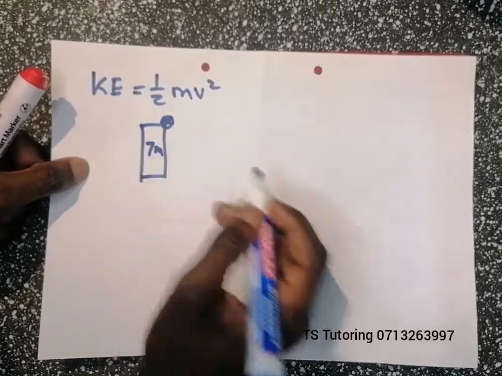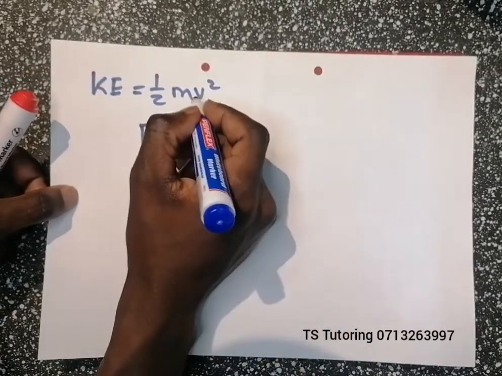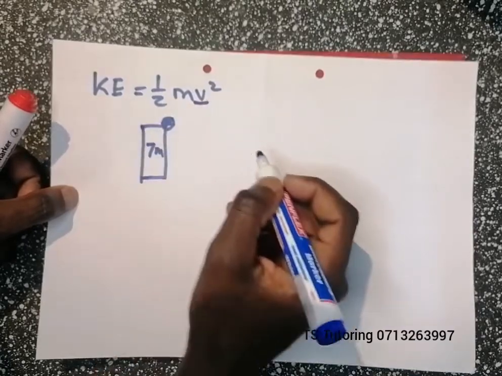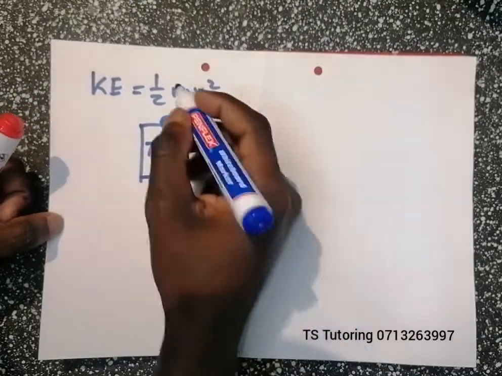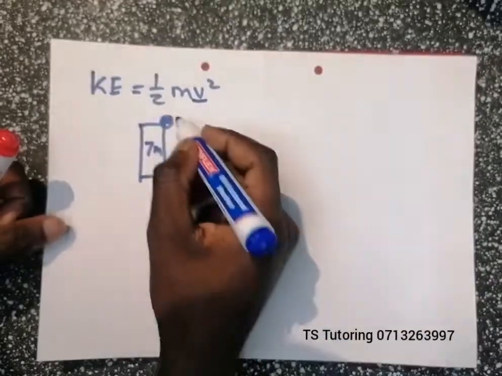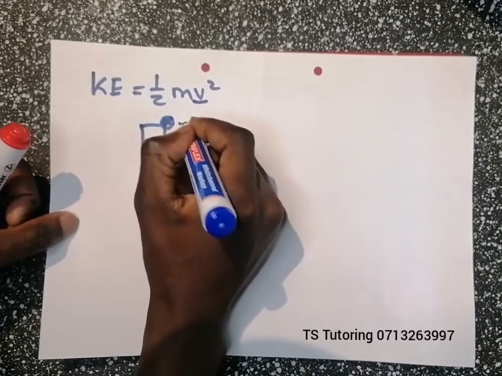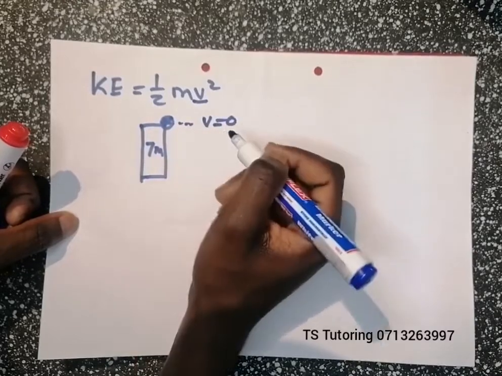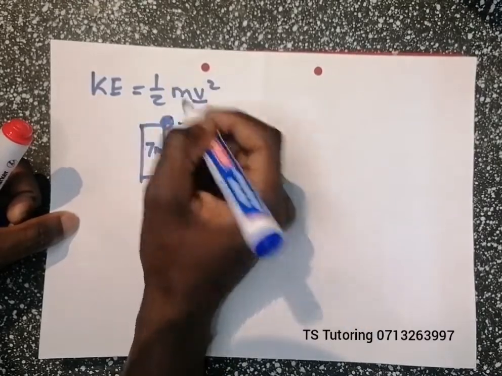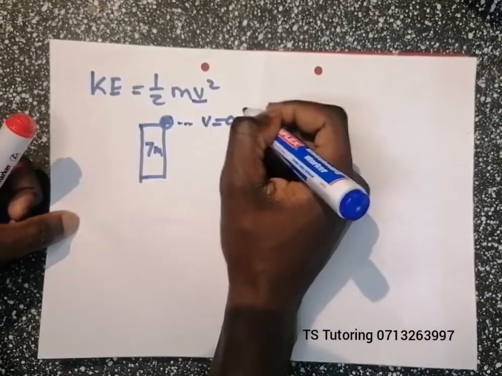So the ball at the top has, you see, the kinetic energy depends on the velocity. So if there's no velocity, kinetic energy is 0. At the top, when the ball is at rest, just chilling there, the v will be equal to 0. Remember, the mass is 1 kg, isn't it? So let's calculate kinetic energy at the top.